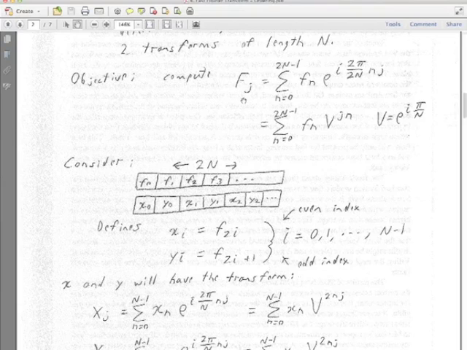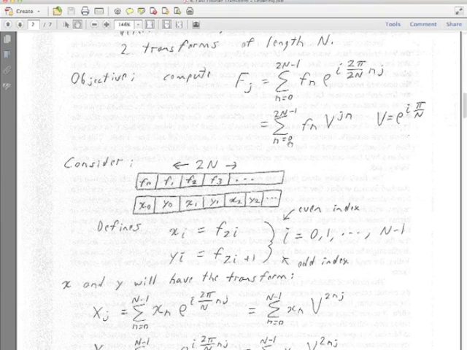So the objective is to compute f at frequency j, and notice here that we have two transforms of length n. So we're going to sum over all time points from n equals 0 to 2n minus 1. So the length of our time series is 2n. And so here's the DFT for that, f sub n, f at n times e to the I 2 pi over 2n times n times j, and we can simplify this a little bit.